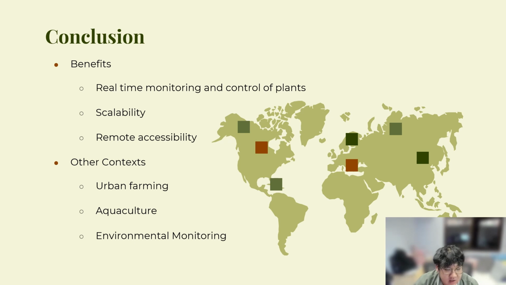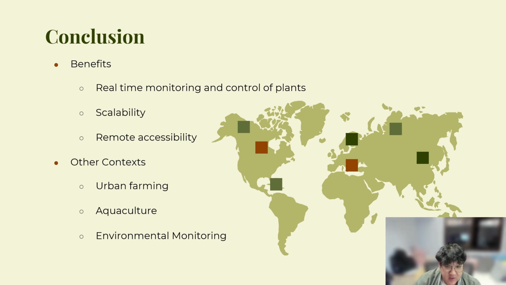Then for other contexts where our project can be useful, firstly, it will be urban farming, because the system's compact and scalable architecture makes it an excellent solution for an urban farming setup, where space is limited and precision farming is required to maximize yield. Then for aquaculture, by adapting the sensors to measure parameters crucial for aquatic life, this system could be used to manage water quality in fish farming or aquaponics.